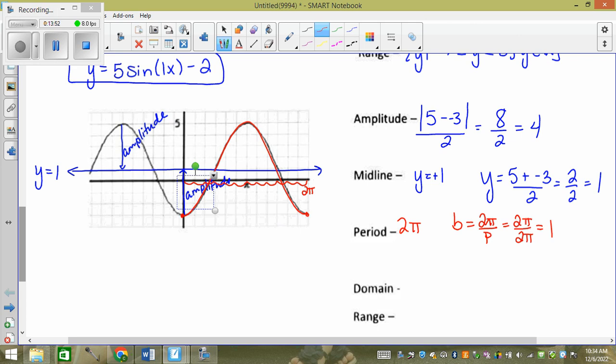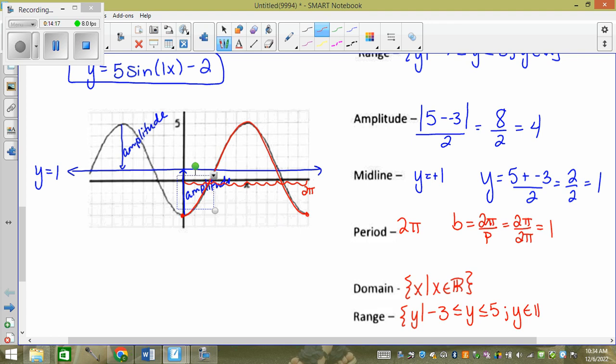The domain is x such that x is an element of the reals, and the range is y such that, what's my minimum? Negative 3 is less than or equal to y is less than or equal to 5.